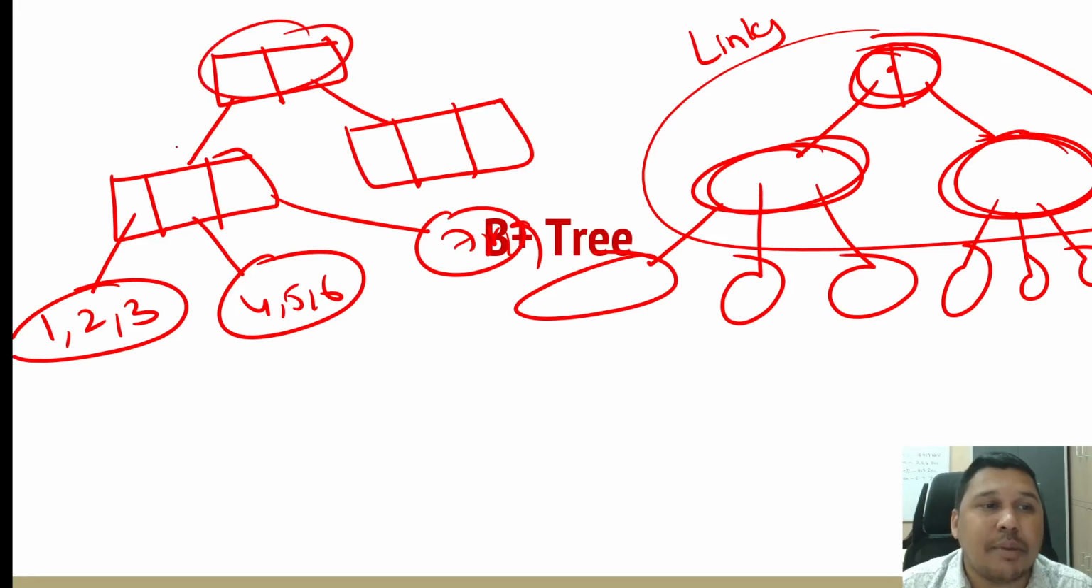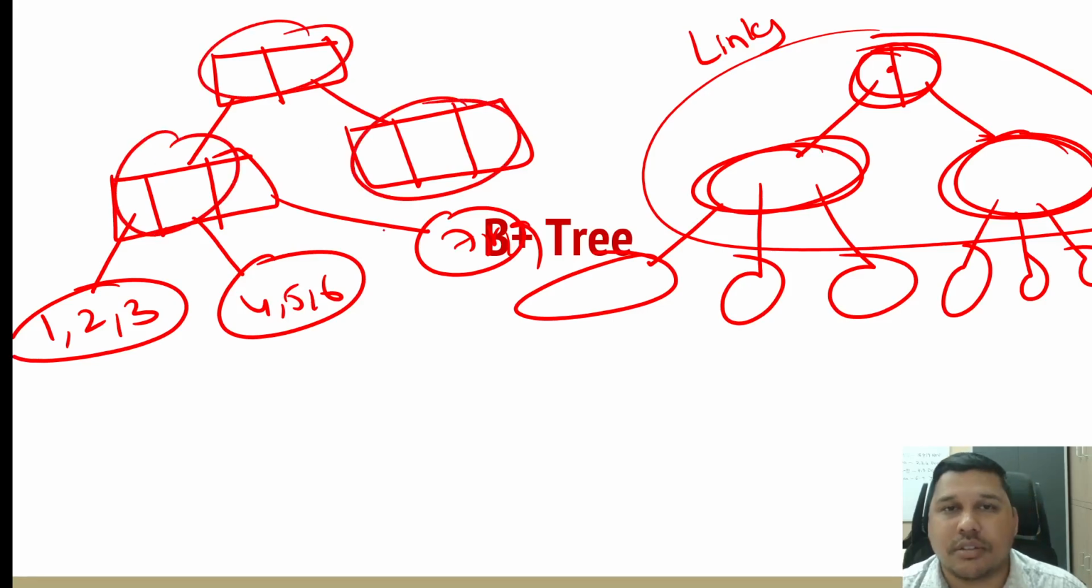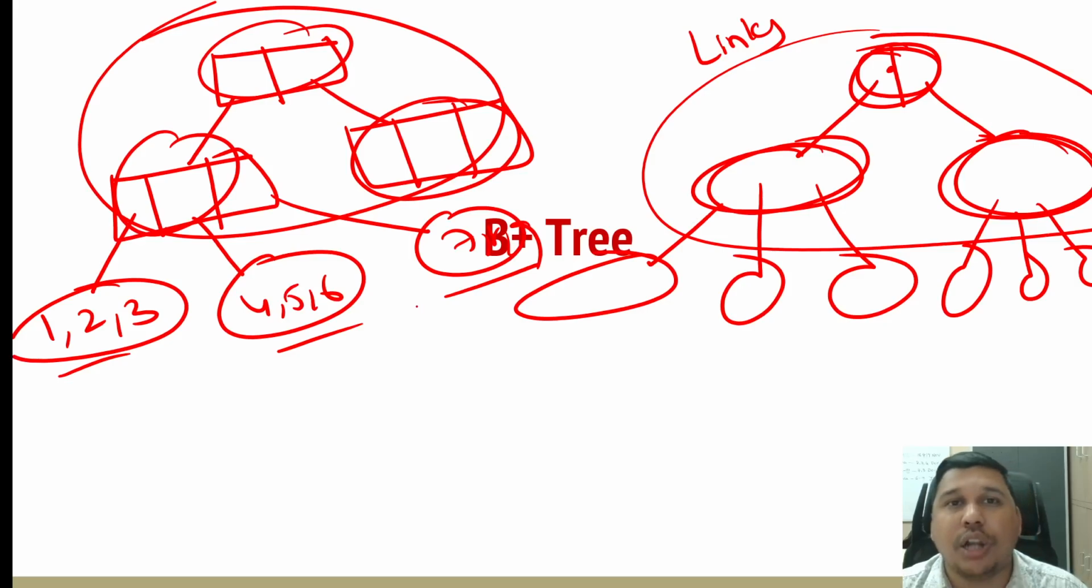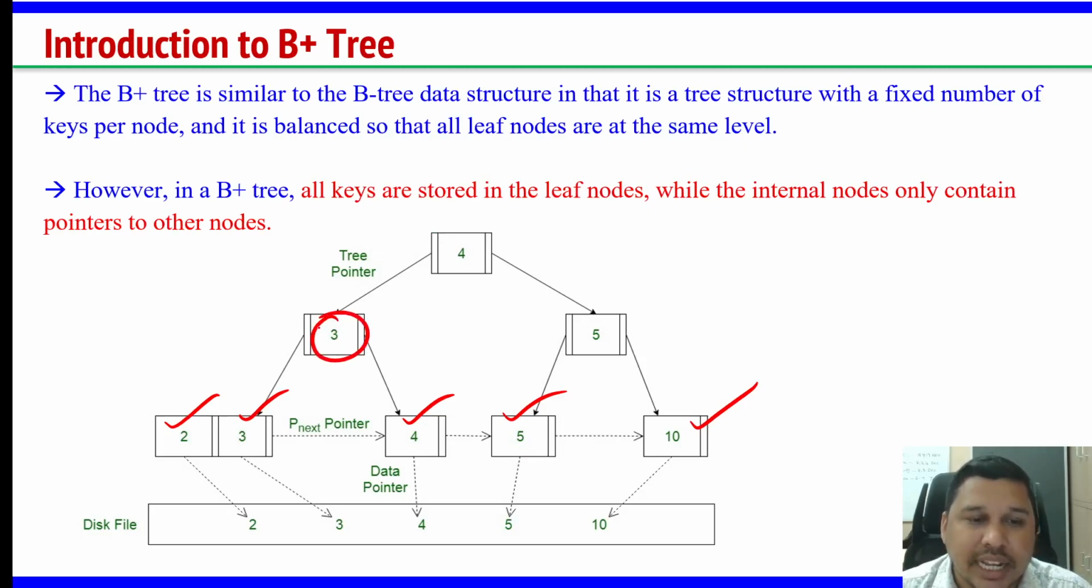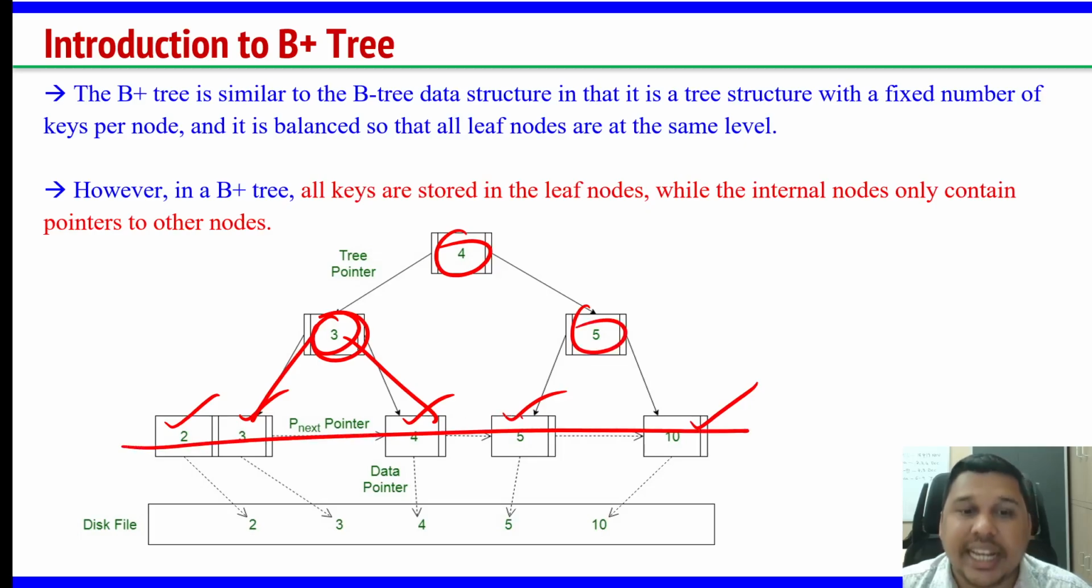So, there are no elements in the internal nodes. Only the leaf nodes contain the actual elements, or keys in our language here. The internal nodes will not contain any element. All the elements will be available at the leaf nodes. See this example: the elements are here, 2, 3, 4, 5, 10. What is there here? This 4 means this 3 is holding the pointer to this and 4. These are not the elements, these are just pointers. The elements are at the leaf nodes only.